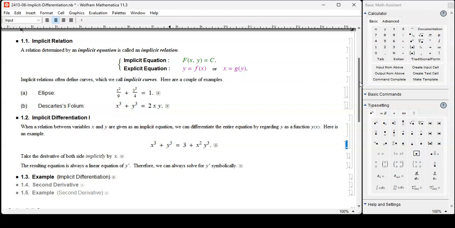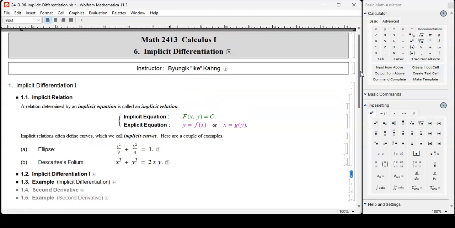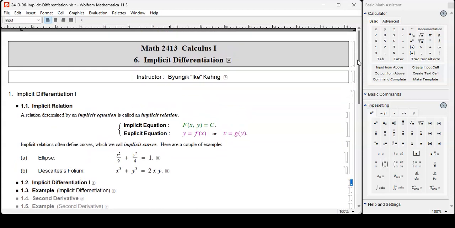So how exactly are we going to do that? That's going to be the topic for the next video. We're going to study implicit differentiation there.